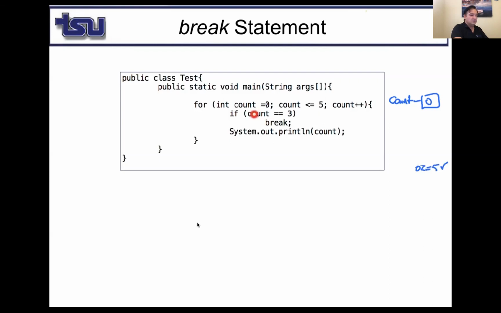I will check if 0 is equivalent to 3, no. I'm going to print count, okay? So what am I going to print? I'm going to print 0. Then I'm going to increase count by 1. Count becomes 1. Okay? And obviously this is still not true, and it's going to print 1. Then update by 1, this becomes 2.